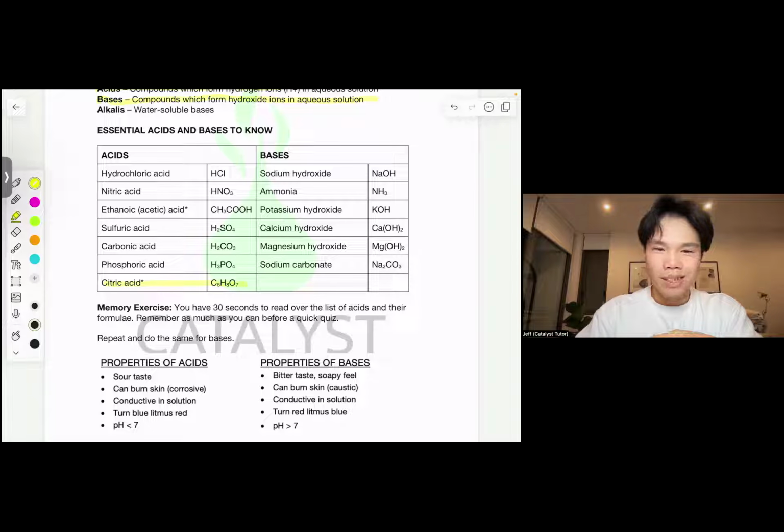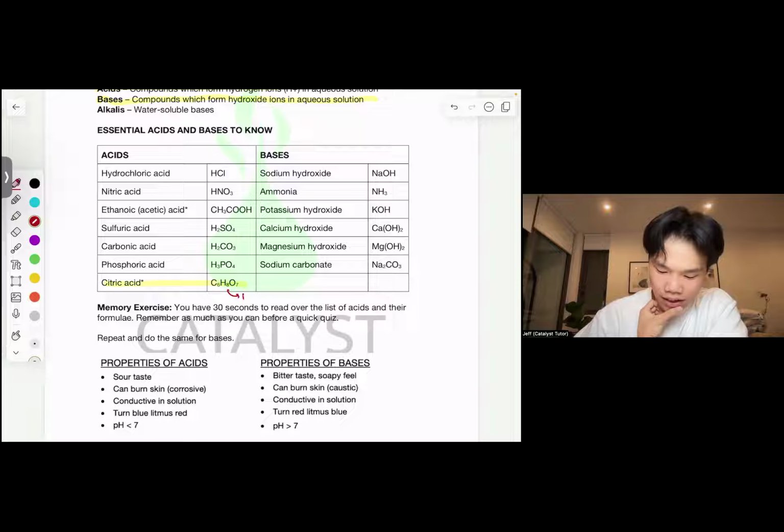Or octa? Can it do 8 hydrogens? So yes, tri. Citric acid is a triprotic acid. If you don't know that, there is no way you can figure it out in your exam. So it's an important case to remember.